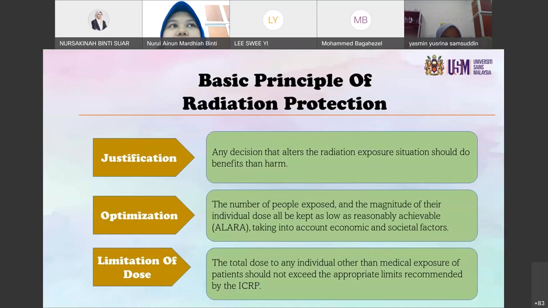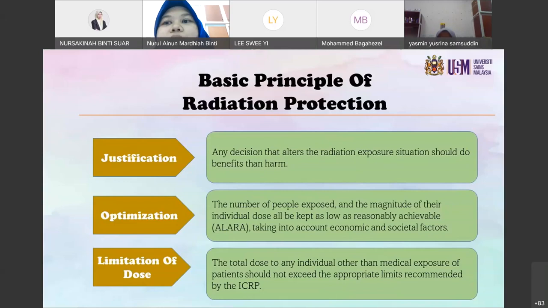The basic principles of radiation protection can be categorized into three, which are justification, optimization, and limitation of dose. Justification means any decision that alters the radiation exposure situation should do more benefit than harm. Optimization means the number of people exposed and the magnitude of their individual doses should be kept as low as reasonably achievable, which is ALARA, taking economic and societal factors into account. Limitation of dose means the total dose to any individual, other than medical exposure of patients, should not exceed the appropriate limit recommended by the International Commission on Radiological Protection, ICRP. Next.